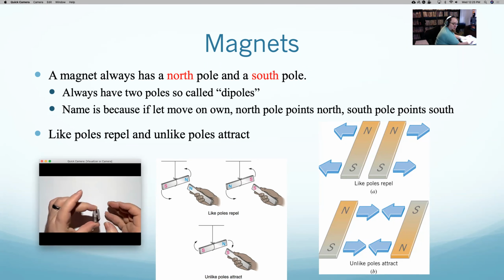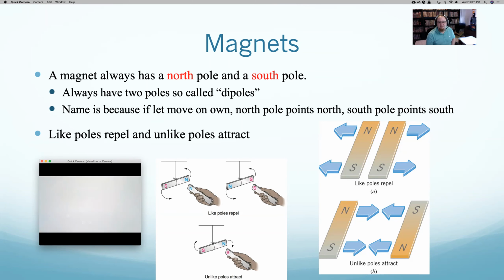North attracts north. Oh, sorry. North and south attract each other. Opposite poles attract. But if you have the same pole, either north with north, or if I flip this one, or south with south, yeah, let's grab another one. You're going to have repulsion. That's just if it's north with north or south with south. Okay?